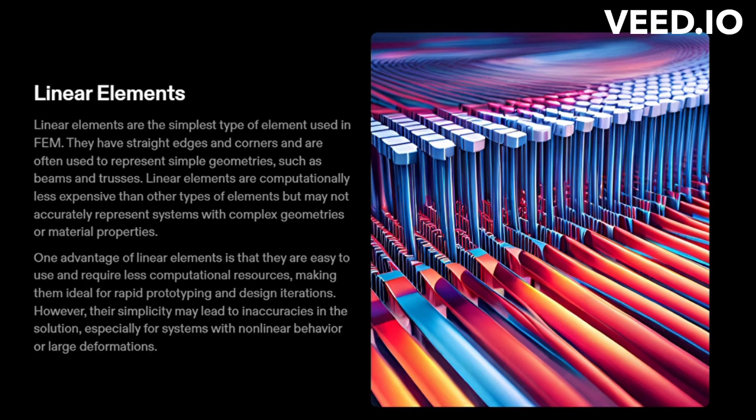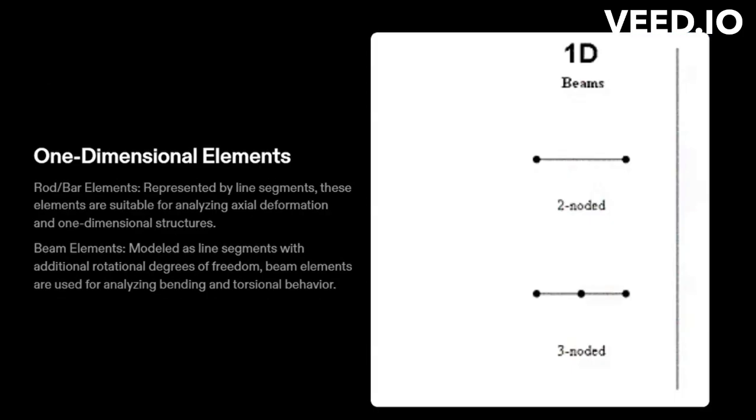Linear elements. Linear elements are the simplest type of element used in FEM. They have straight edges and corners and are often used to represent simple geometries such as beams and trusses. Linear elements are computationally less expensive than other types of elements but may not accurately represent systems with complex geometries or material properties. One advantage of linear elements is that they are easy to use and require fewer computational resources, making them ideal for rapid prototyping and design iterations. However, their simplicity may lead to inaccuracies in the solution, especially for systems with non-linear behavior or large deformations.